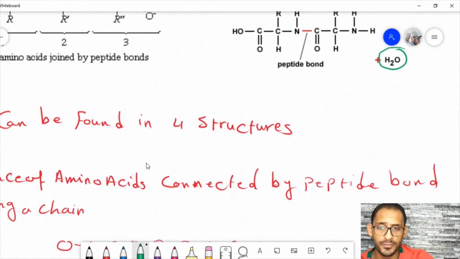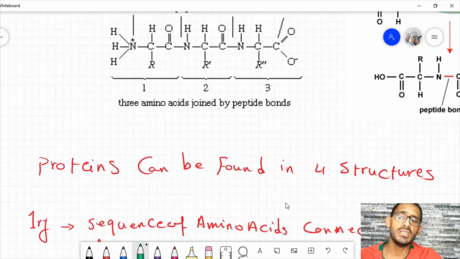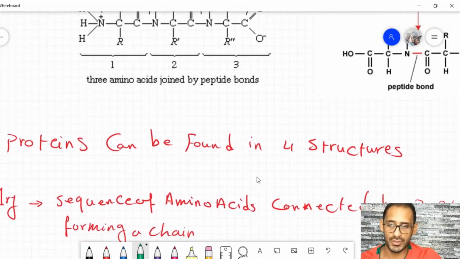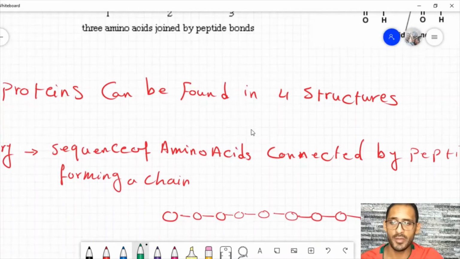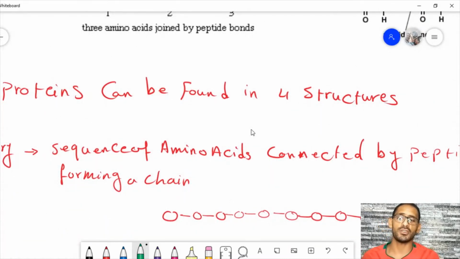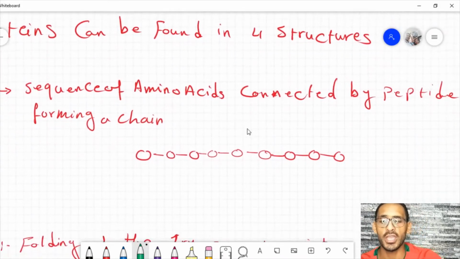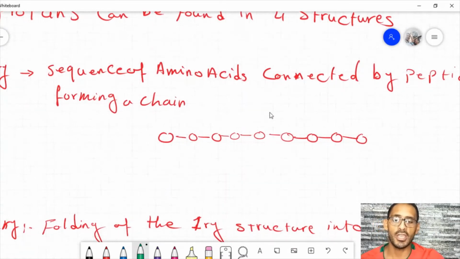Now, the protein itself can be found in four structures. The first one is the primary structure, and the primary structure is a very simple one. It's just a sequence of amino acids connected together by peptide bonds, forming a chain, something that we call a bead on a string. This shape is so simple and so easy.